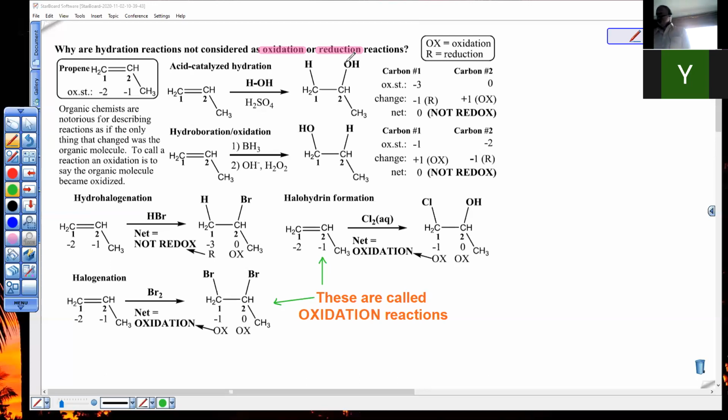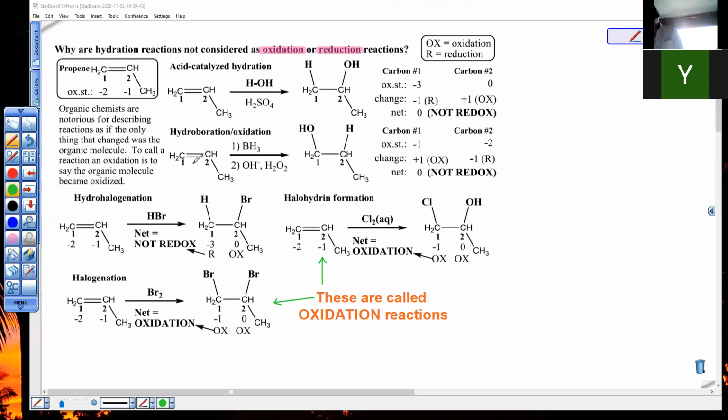Got it. So in the same molecule, we had the same amount of reduction. Carbon 1 went down by 1 oxidation state, and carbon 2 went up by the same amount in an oxidation reaction. So the net result is no change in oxidation state for the overall molecule. So we say this is not a redox. Got it. So hydration reactions are not redox.